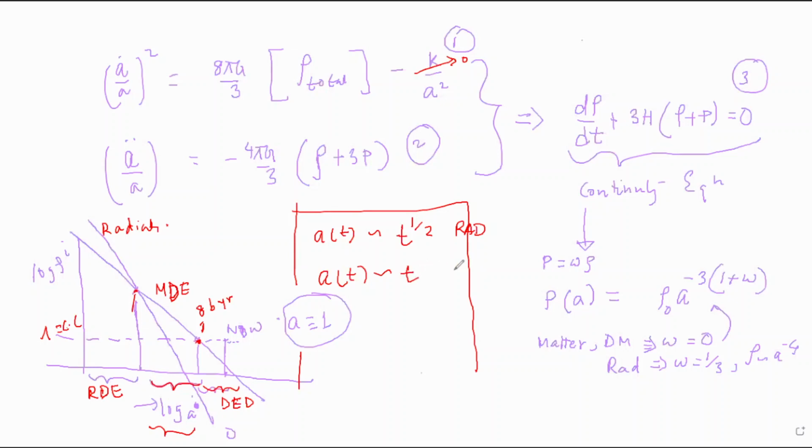For the matter dominated era, what is the power? Yes, very nice. And for dark energy, who can tell? Exponential. Exponential lambda t. Very nice. This is a constant, lambda t. This is dark energy. So you can see the universe.